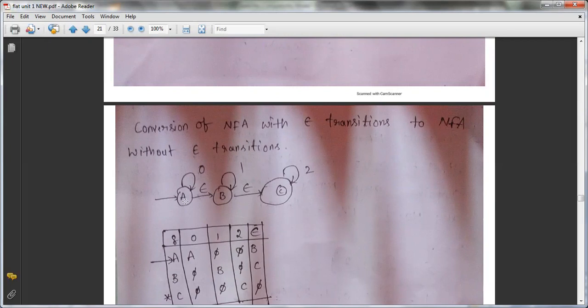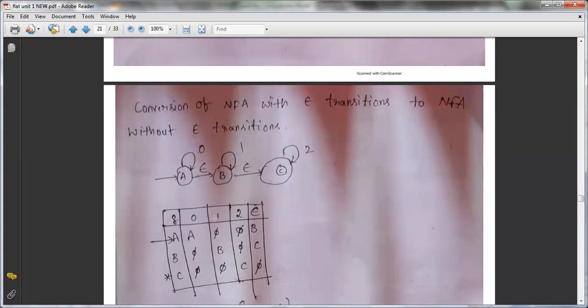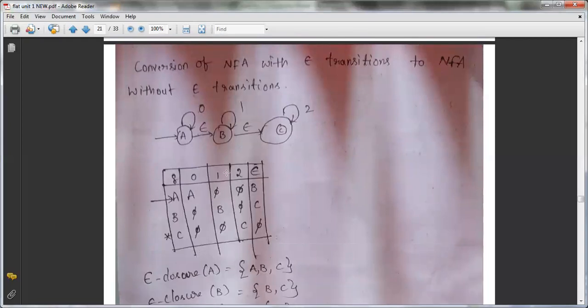I'm taking this particular example for that. See here, any number of zeros, any number of ones, any number of twos. Previously, I have taken the same example here also. That is, any number of zeros followed by any number of ones followed by any number of twos. So if you want to go from A to B, what is the input you are going to give? Nothing. So I have given it as epsilon.